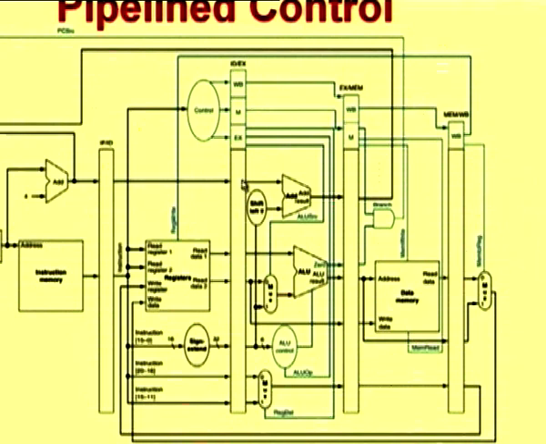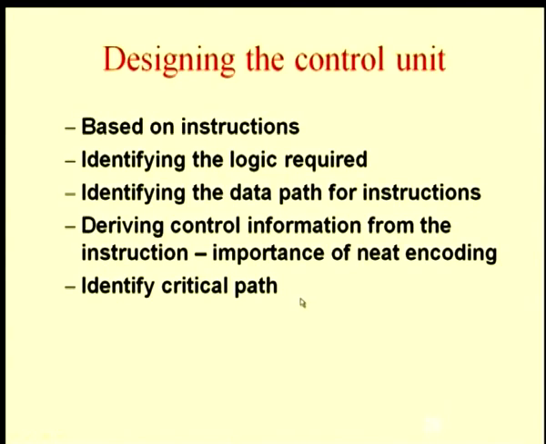So, it is important to see that the information is sent to the correct stages, and done in the exact clock cycle, because the control information has to match the instruction that is being executed. This is what we need. So basically in designing the control unit, these are the points that we need to remember. One is that it is based on the instructions and you have to identify the correct logic which is required, and you have to identify and make sure that the data path is correct. Then you have to derive the control information from the instruction, and identify the critical path, and therefore you need to take all these things. Now, these are things which are general even for any control unit design, but all these now have to be looked at from the point of view of a pipeline design. So, that is what we need to do.